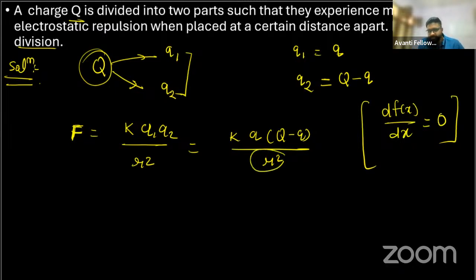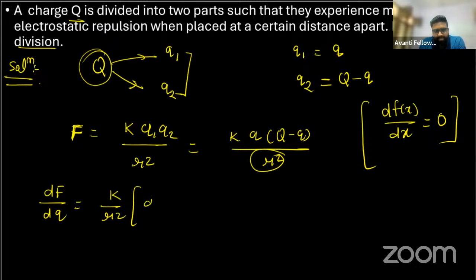But here the distance is fixed. So what is the variable? Variable is the charge। ठीक है? क्योंकि हमें चार्ज का ही तो रेशियो निकालना है ना, तो चार्ज इज वेरिएबल हियर. So we will calculate dF upon dq. Now this k and r square is constant, so we can take it out. Now it is q into capital Q minus small q.